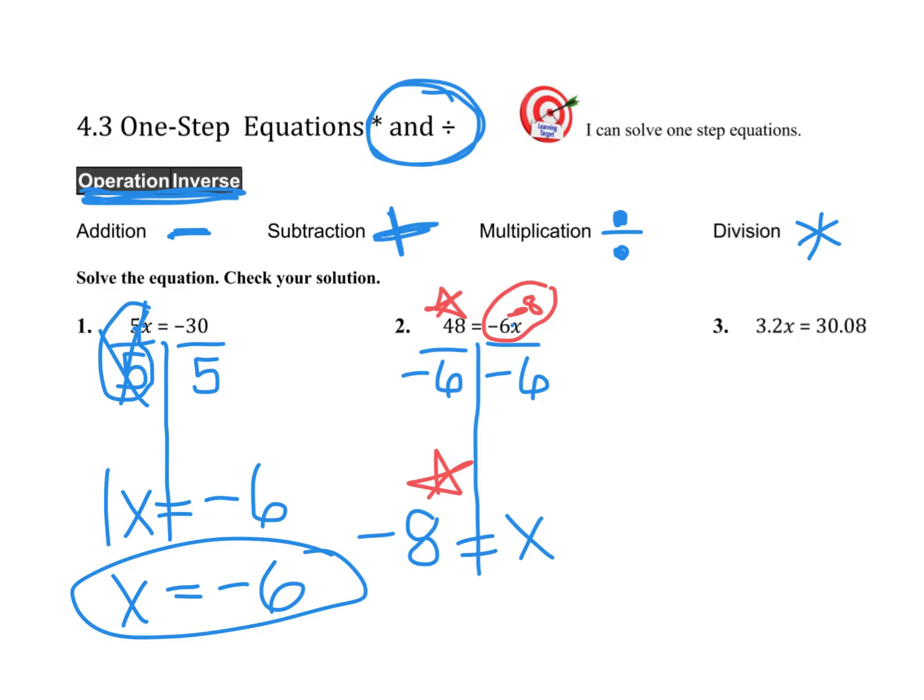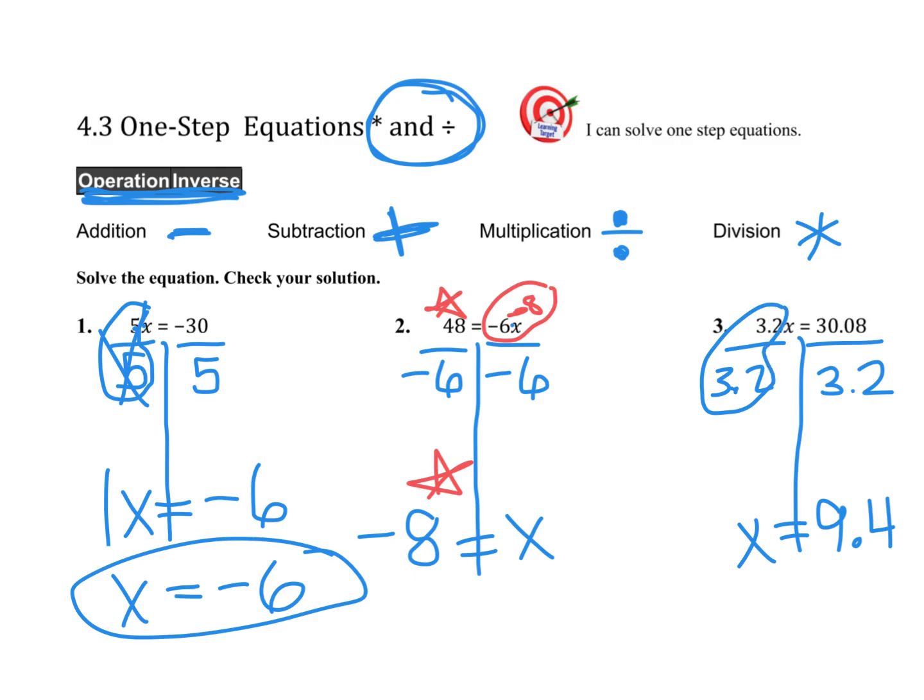Okay, let's try number 3. See if you think you know what we should do. The 3.2 and the x are attached with multiplication. To undo that, I'm going to divide both sides by 3.2. Most of us would need a calculator for this. So you take your calculator, I'm going to do mine. Let's see what we get. Okay, I got 9.4 when I divided those. And remember what's happening over here is that 3.2 divided by 3.2 equals 1, and that's why we get to cross it off.